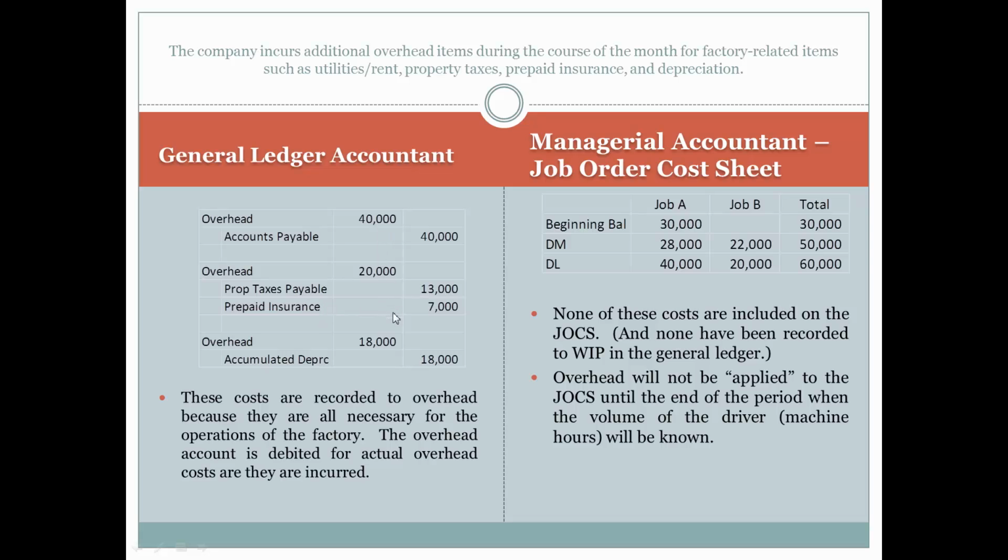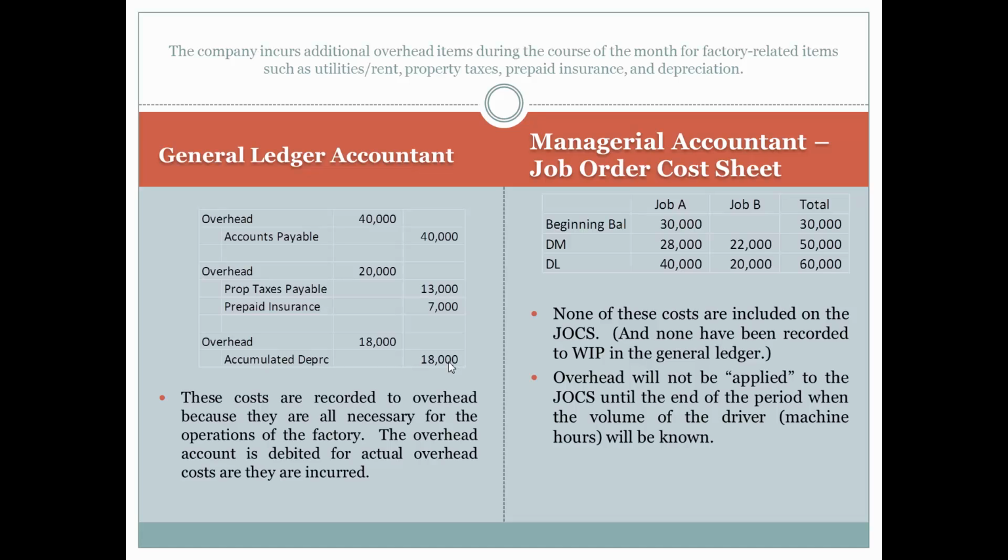Again, these represent actual amounts, actual incurrence of overhead. And then we have the depreciation. So instead of having depreciation expense, because it's related to the factory, it's considered overhead, and then we will be crediting accumulated depreciation. These costs are recorded to overhead because they are all necessary for the operations of the factory. The overhead account is debited for the actual overhead costs as they are incurred.